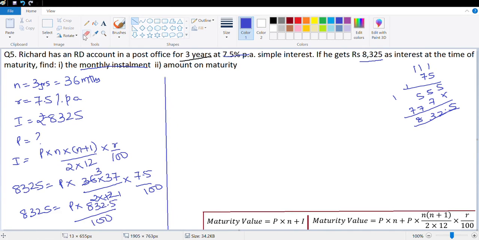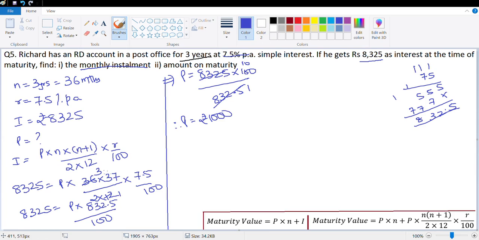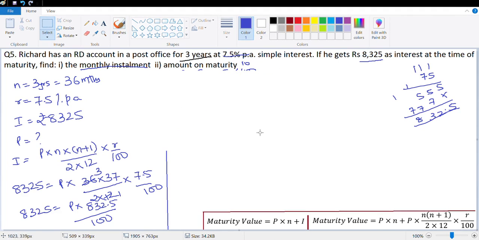which means P would be equal to 8325 multiplied with 100 upon 832.5. This is 1 times and this is 10 times. So this would be, therefore P is equal to 1000. Let me check my calculation. I have 2 remaining here. Okay, that's why it is said that your work should be far neater than the one that I have done this time. Let me just erase this and let me rewrite the last couple of steps.